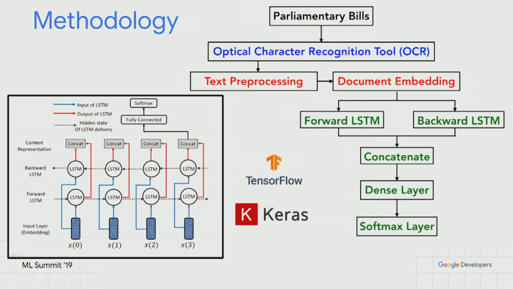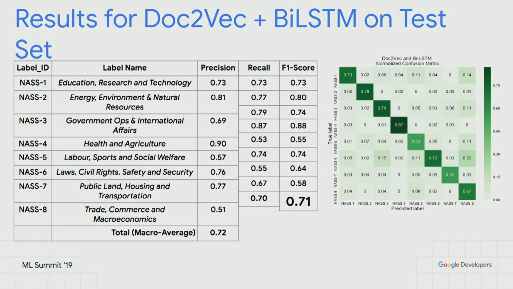And we use LSTM because it could actually go forward and backward. It could remember some of these memories better. And after implementing this, this is the result for doc2vec and bidirectional LSTM. We had an F1 score of 0.71. We had very good results with health and agriculture. And I think labor, sports, and social welfare is not very good, and we have our confusion matrix there.